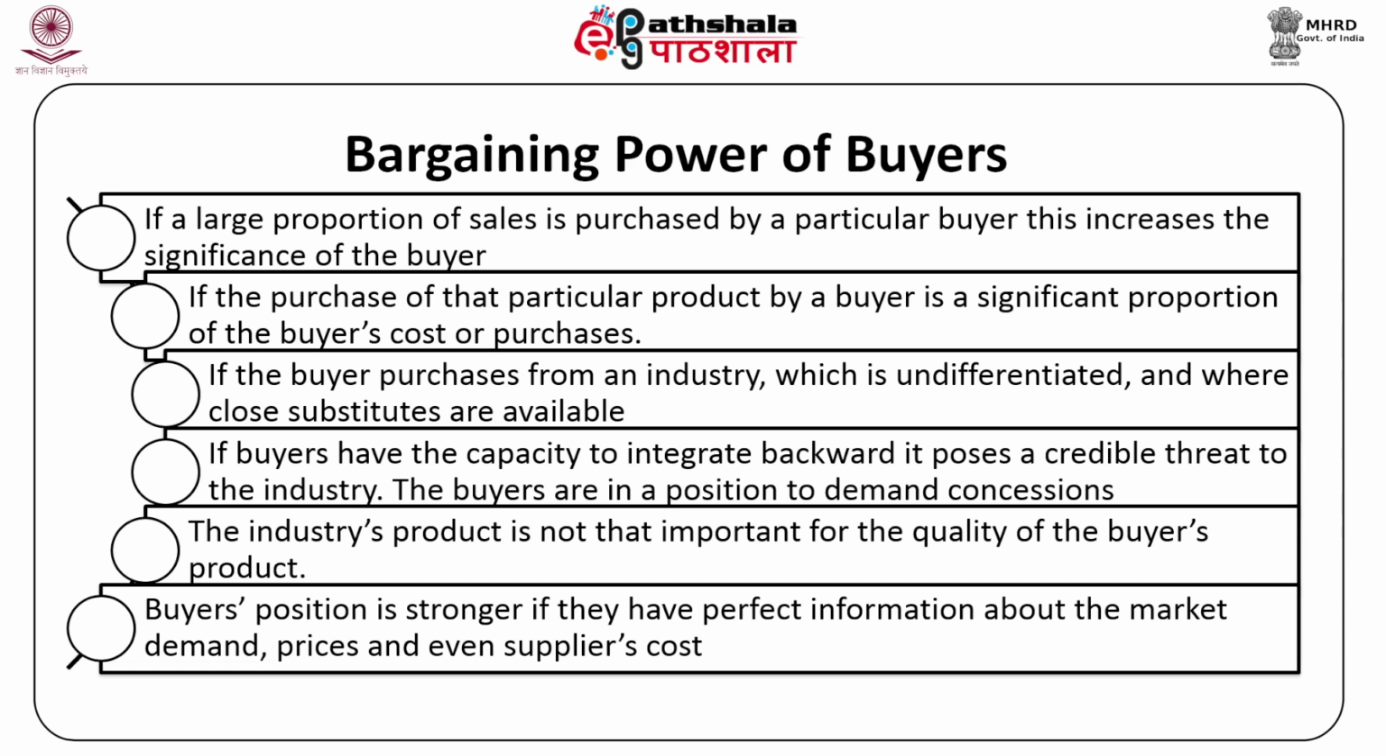Next, if buyers have the capacity to integrate backward, it poses a credible threat to the industry. The buyers are in a position to demand concessions. They engage in practices known as tapered integration. This means producing some of their raw material on their own and purchasing the rest from outside suppliers. But this buyer's power may be neutralized if the industry offers the threat of forward integration into the buyer's industry. The next feature is the industry's product is not that important for the quality of the buyer's product. When the buyer's sale is affected by the purchase, then they are less likely to be price sensitive.